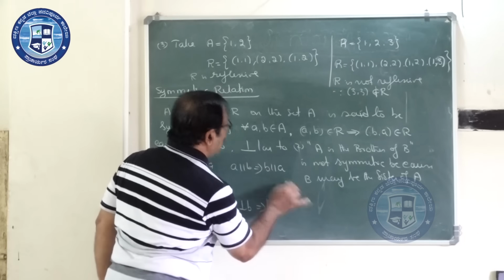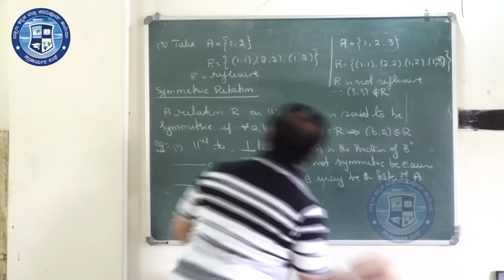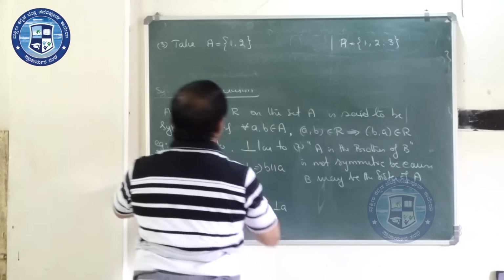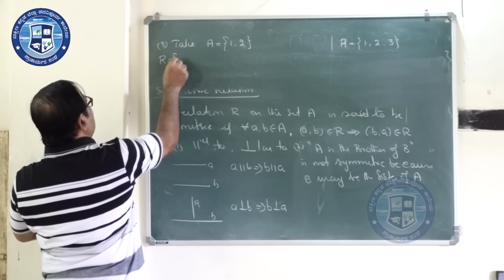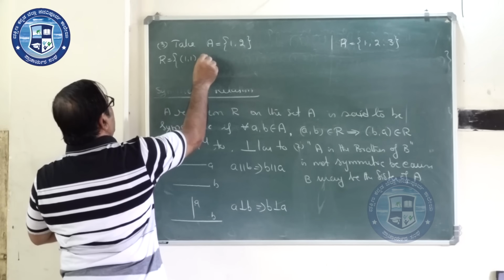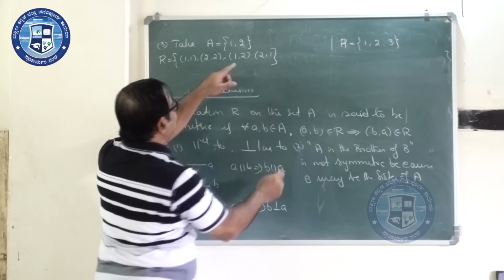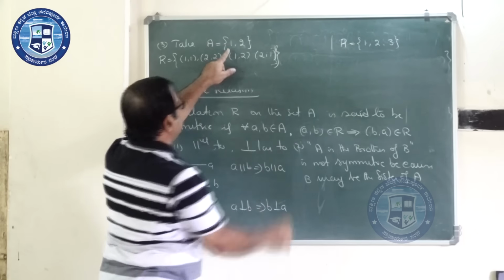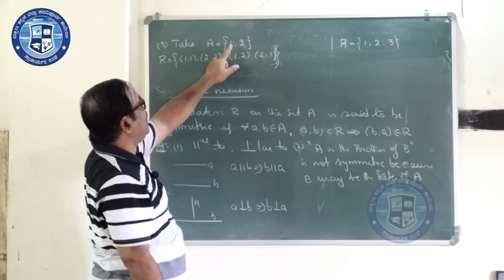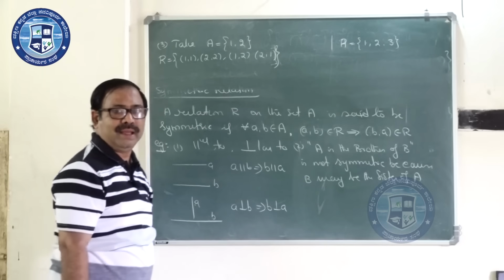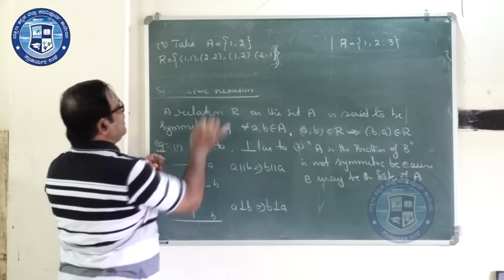I can give you one more example. See, I will take the same example now. Let us consider the example, write R as {(1,1), (2,2), (1,2), (2,1)}. See, I can write what the elements are here. How do you write the ordered pairs? (1,1), (2,2), then (1,2), then (2,1). Is it symmetric? Yes, it is symmetric.